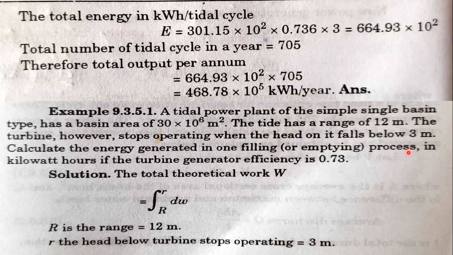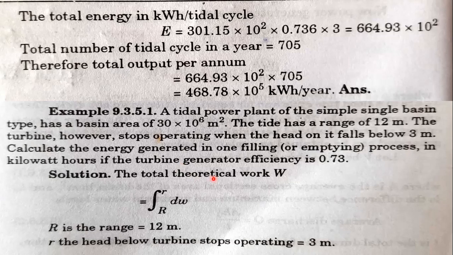Calculate the energy generated in one filling or emptying process in kilowatt hours, if the turbine generator efficiency is 0.73. So now we have to calculate W, P average and average power generated. We have to calculate these three.